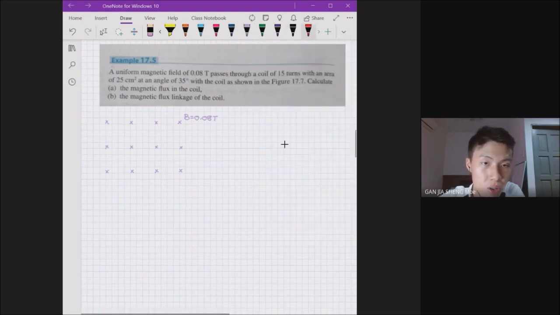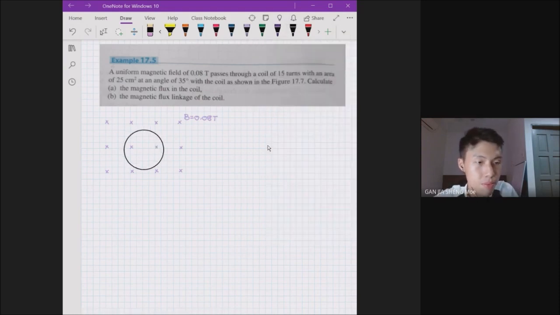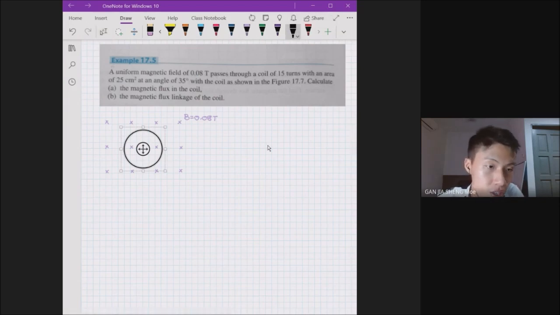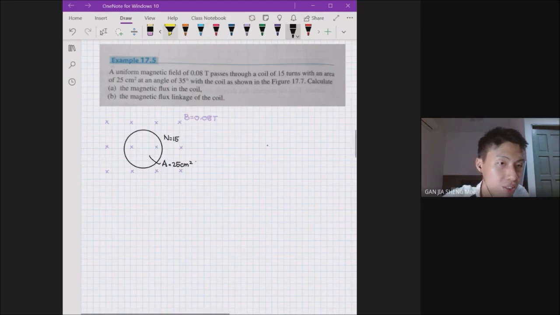Okay, so let's say your coil is in black color. So this is your coil, and there are 15 turns for your coil. Then this coil here has an area which is 25 cm squared. And, oh, okay, at an angle of 35 degrees. Oh, this is what I missed out. So this uniform magnetic field here is making an angle of 35 degrees.